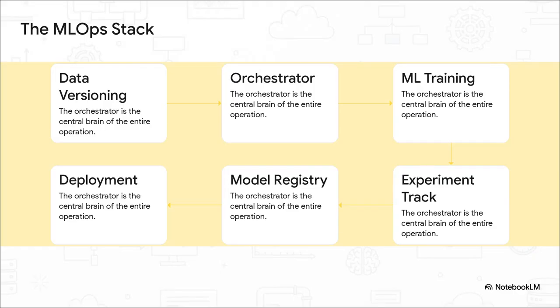And this is that system. The orchestrator is right there in the middle, acting like the central nervous system for the whole operation. It connects everything together. It sees when new data gets versioned, it kicks off the training script, it tells your experiment tracker to log all the results, it registers the final model, and then it can even trigger the deployment. It's the conductor for the entire orchestra.